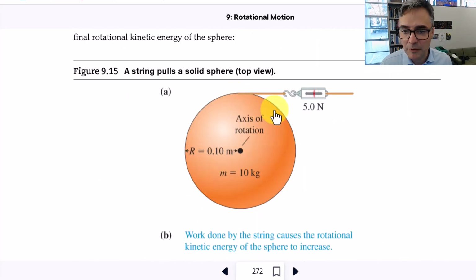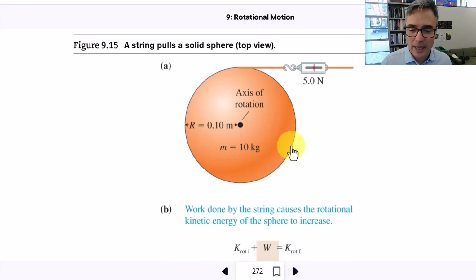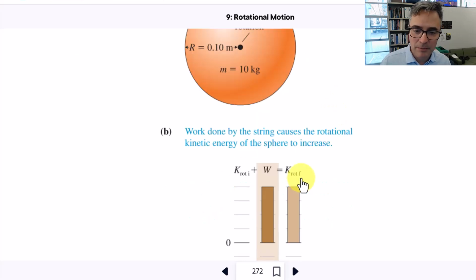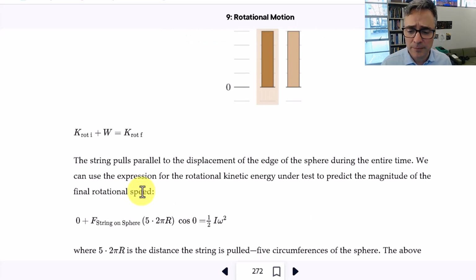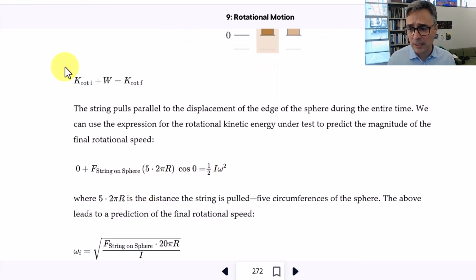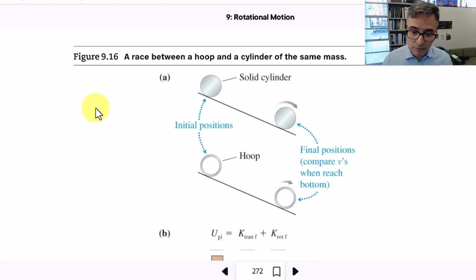So there's an example here of doing some work. You apply a 5 Newton force to this solid sphere and pull it over some distance. Then you can use this energy equation: initial energy plus the work equals the final energy. And in the case of kinetic energy K, use 1/2 I omega squared. So there's problems to be solved that way.